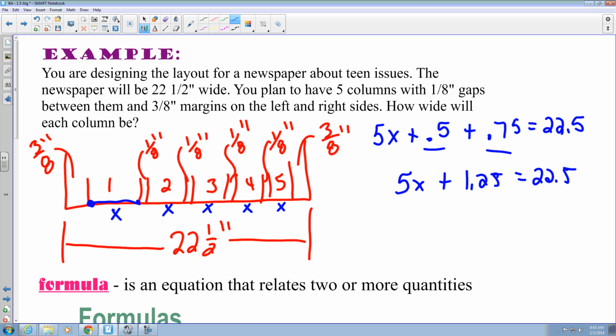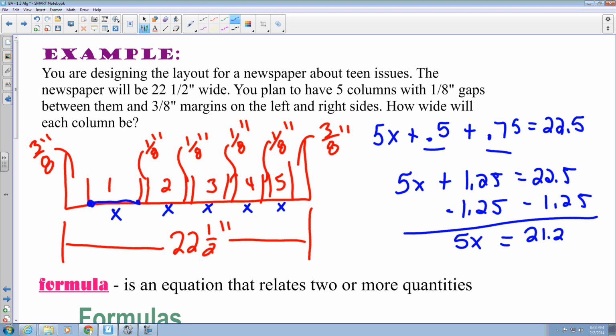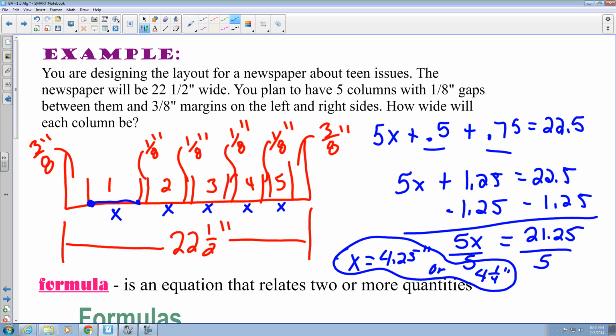Now we're going to solve for the variable. First thing I have to do is subtract 1.25 from both sides. So I got 5x here, and it's going to equal 21.25. And the last thing I have to do is divide both sides by 5. And I get x to equal 4.25 inches or 4 1/4 inches. So each column is going to be 4 1/4.